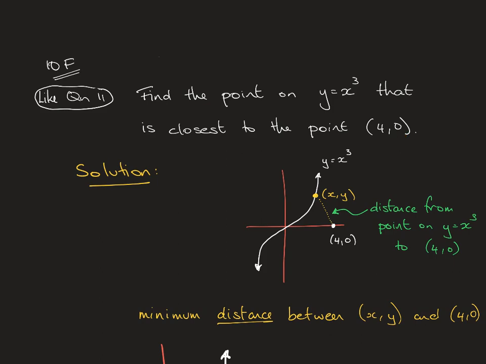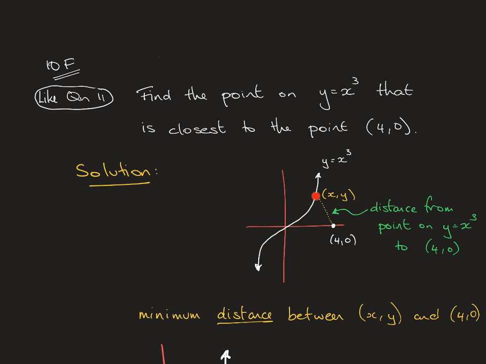To work this out, it's best to have a picture in your head of what you are trying to find. You want a point on this curve, so draw this curve first. Put a point on it and label it x and y. We want to know what that point is that is closest to the point (4, 0). So (4, 0) is going to be down here. Now this point could be anywhere along this line.